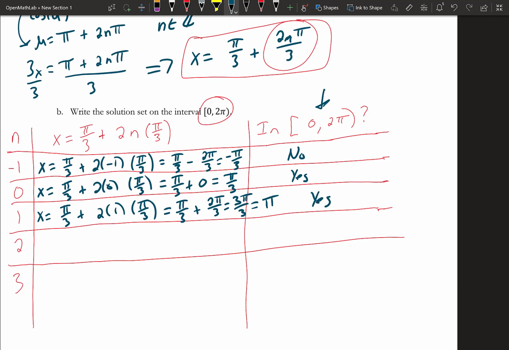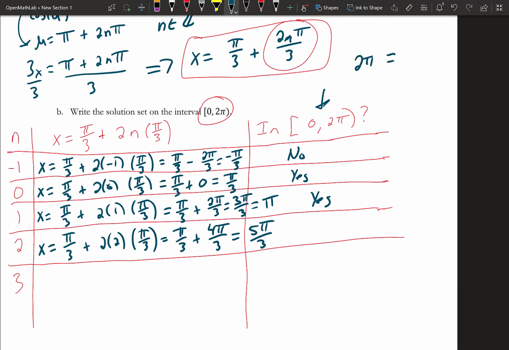And then if I plug 2 in, this would give me x equals pi over 3 plus 2 times 2 times pi over 3, which gives me pi over 3 plus 4 pi over 3, which equals 5 pi over 3. So that's less than 2 pi, because 2 pi would be equal to 6 pi over 3, if I want a denominator of 3.